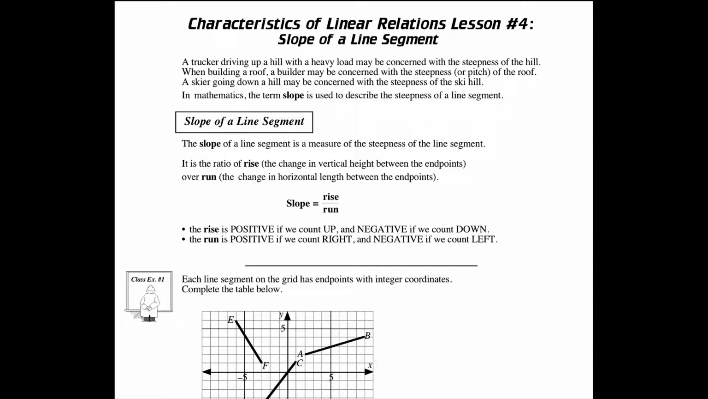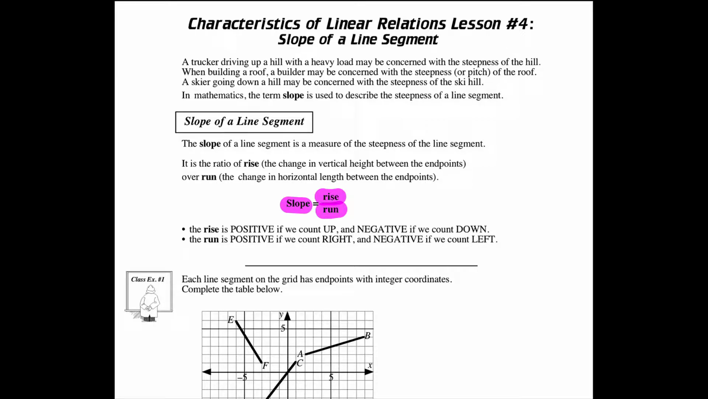All right, so we're looking at the slope of a line. We've already looked at how to determine the length of a line segment and then find the midpoint of a line segment, and now we're going to be looking at its slope. And as indicated right here, the slope equals rise over run.